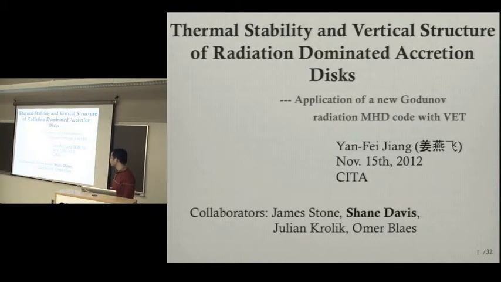And then the bulk of his work is with his thesis advisor, Jim Stone, on things like radiation magnetohydrodynamics. And so he's going to tell us about some of this work today. Really exceptionally good research. Okay, thank you, Jiang.